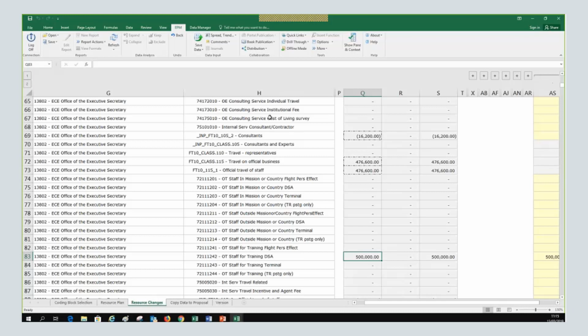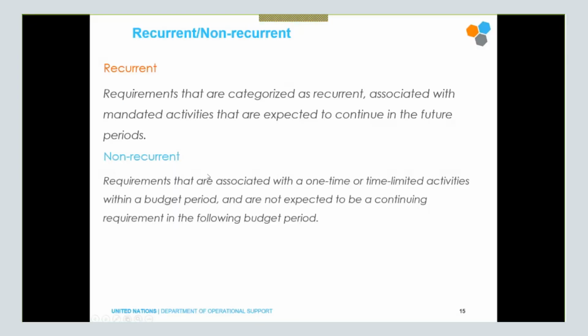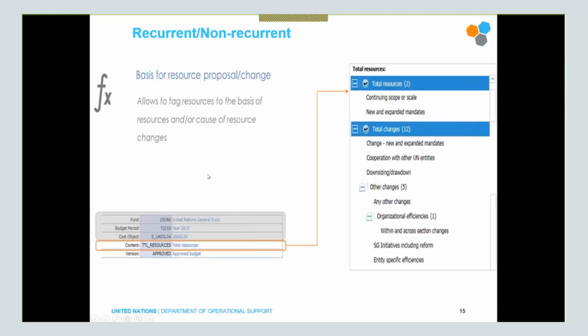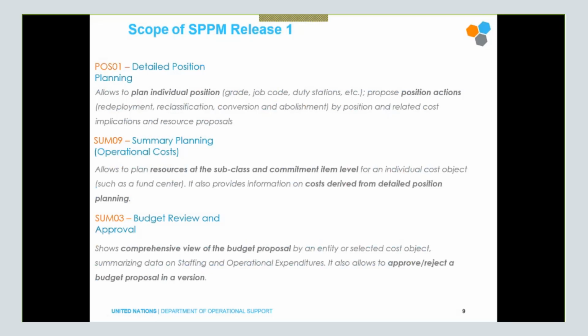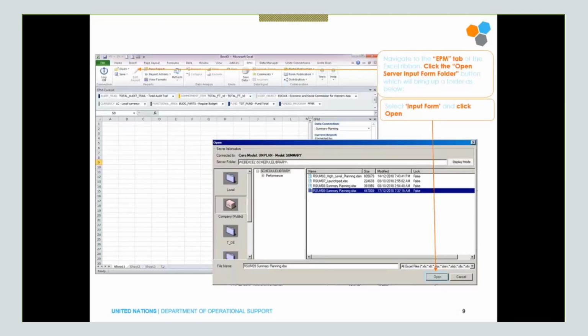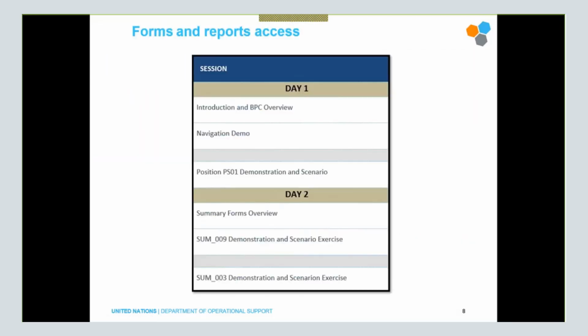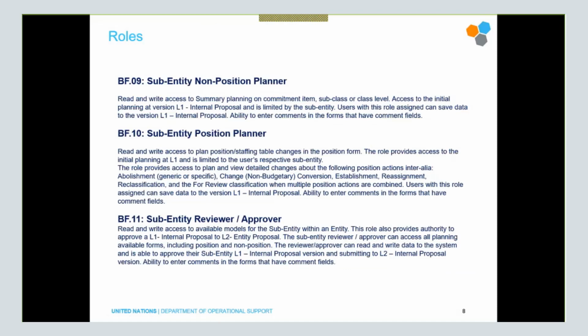Okay, that basically depends on how you have done the mapping exercise, right? So let me go back to the presentation. Okay, so the part of the roles. As we said at the beginning, you have these 3 roles. If you have BF09, you're going to be working on this form, basically, right, for your sub-entity.